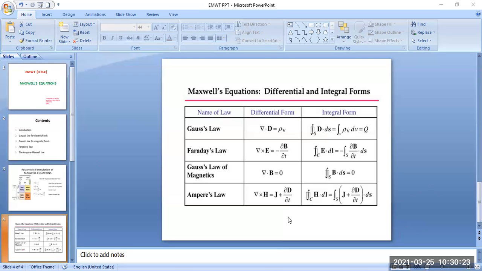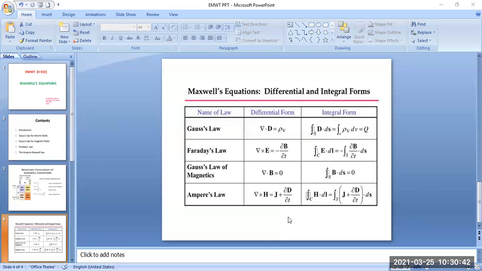So similarly, we can follow the same procedure for deriving the Maxwell's equations for time harmonic fields, or sinusoidal variations. So this is about the Maxwell's equations.